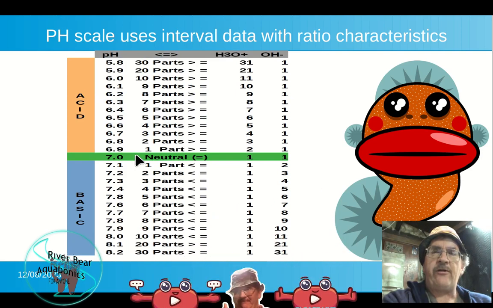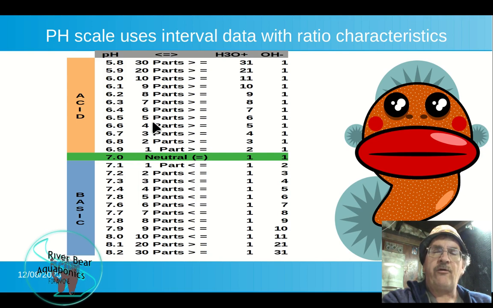The pH scale is using interval data as opposed to a true ratio. It has ratio characteristics. We now understand that 6.9 is changing at a different pace than 5.9. In order to be a true ratio, these two numbers would have to be changing at the same pace. They don't, so it's not an actual ratio, but we can calculate a ratio within that interval.